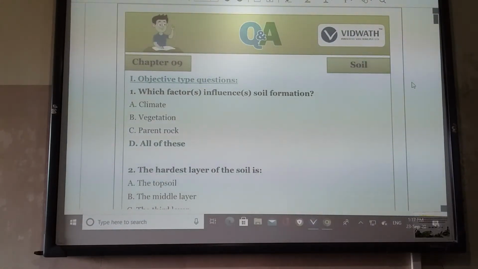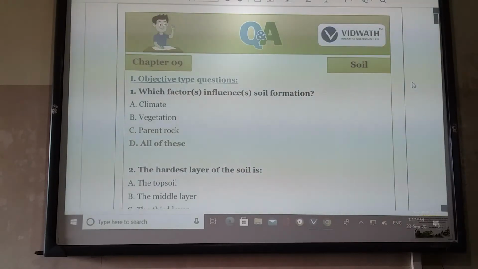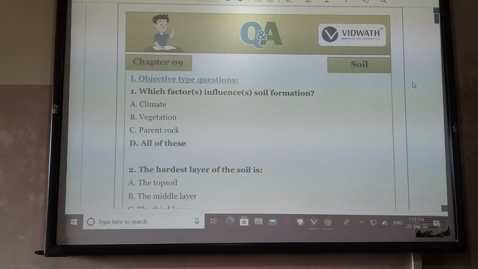Good morning, students. Today we will discuss some questions and answers related to soil. The first question is, which factor influences soil formation? The options given are climate, vegetation, parent rock, and all of these. All of these factors influence soil formation, so the correct answer is all of these.